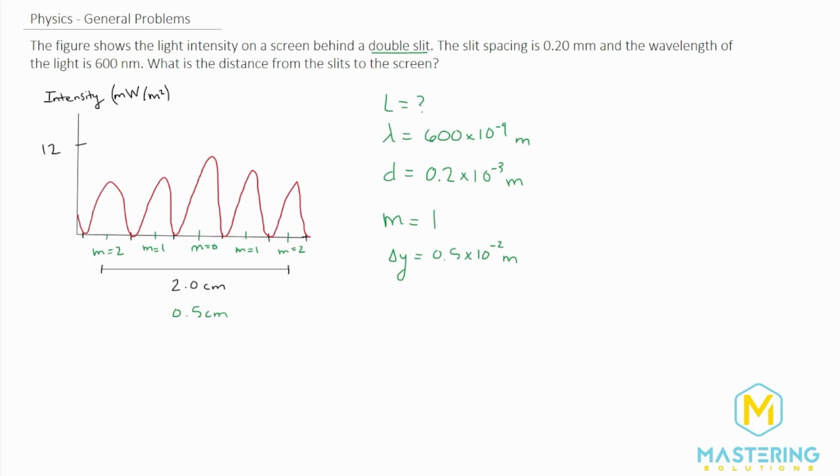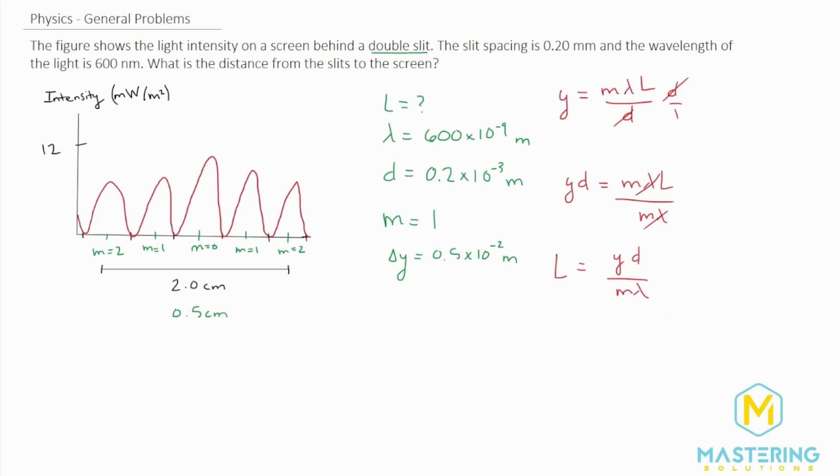So what equation are we going to use for all this? We're going to use y is equal to m times lambda times L over lowercase d for the slit spacing. We're trying to solve for L, so let's multiply both sides of the equation by d. That's d over 1, of course. So y times lowercase d is equal to m lambda L, and we'll divide both sides by m lambda. So L is equal to y times d over m lambda.